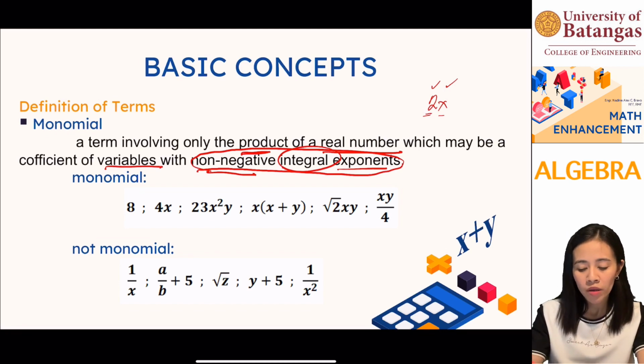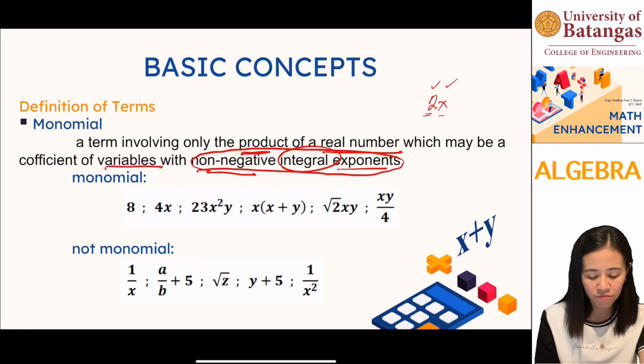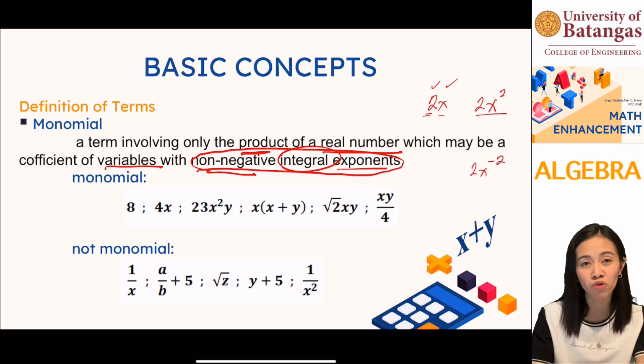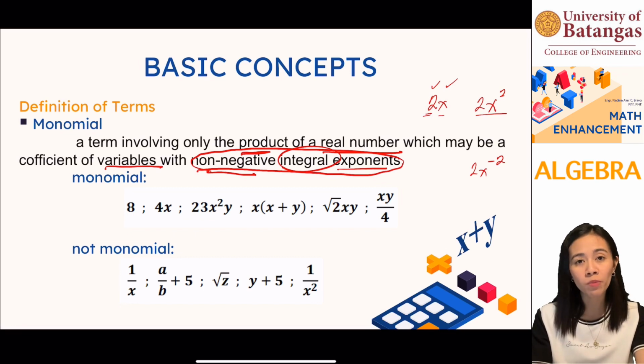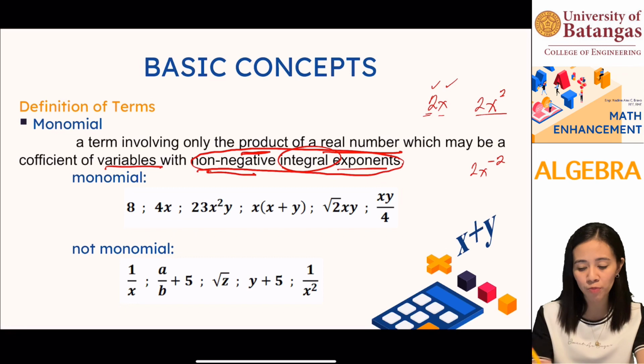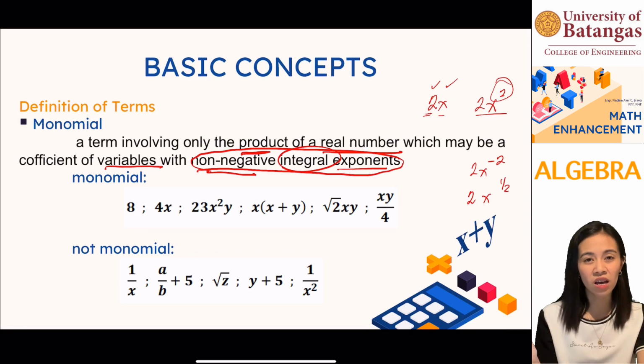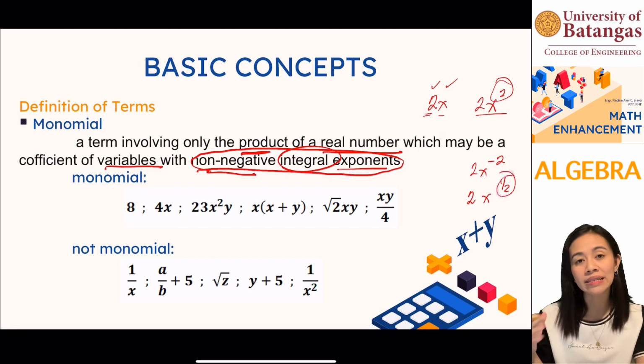Okay, so if you have 2x squared, then this is called a monomial. Pero if you have 2x raised to negative 2, then this is not anymore a monomial because the ruling on the exponent is not followed. Para maging monomial siya, kailangan positive ang exponent and whole number siya. So kung halimbawa meron tayong 2x raised to 1/2, hindi pa rin siya considered na monomial kasi hindi naman to whole number. Kailangan integral, an integer. So, if it is an integer, then it is a whole number.